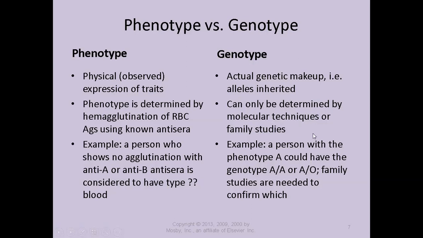Okay? So example, a person with the phenotype of A could have a genotype of AA, meaning they got an A allele from their mother and an A allele from their father, or they could be heterozygous, meaning they got an A allele from one parent and an O from the other. So we would need to do family studies to confirm. And we'll be doing some examples of family studies a little bit later in this presentation.